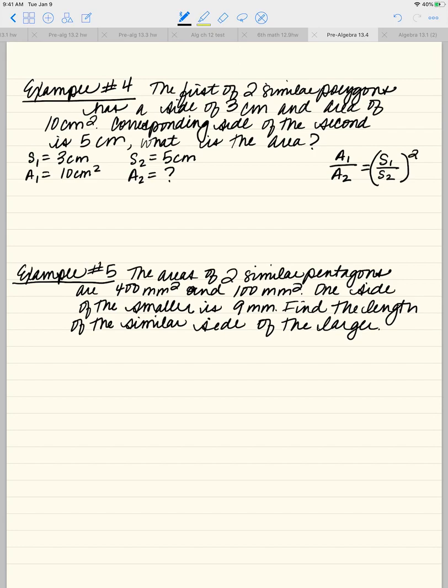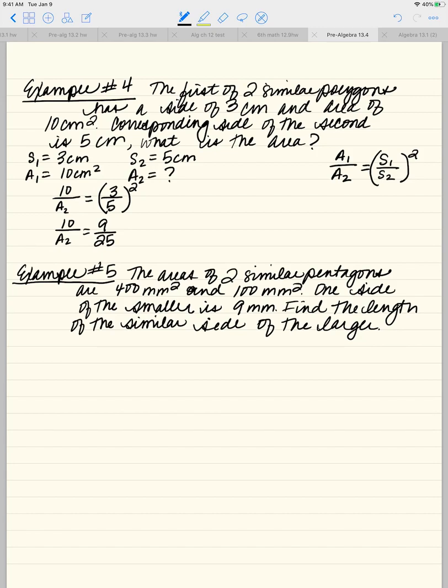This is what we're going to use over and over again. Plug in what we know. Area 1 is 10. Area 2, we don't know. I'm just going to keep that as area 2, is equal to side 1 is 3, side 2 is 5, squared. Okay? 10 over A2 is equal to 3 squared is 9, 5 squared is 25.